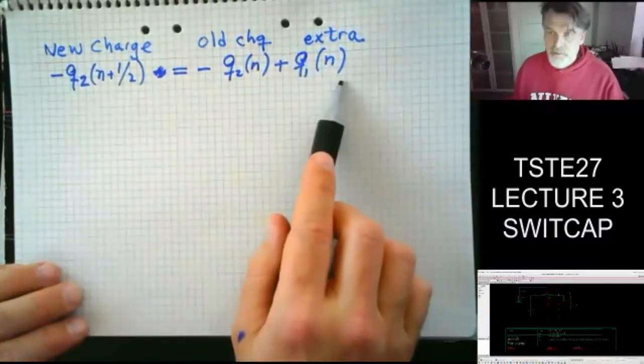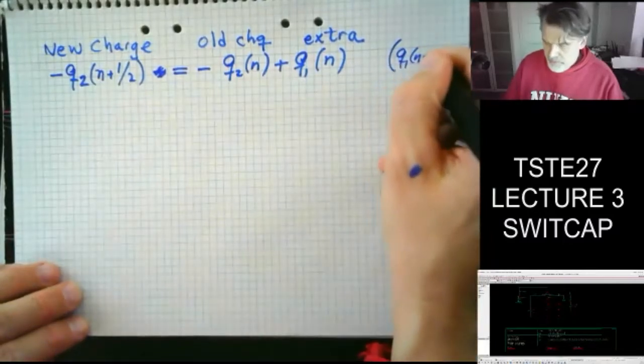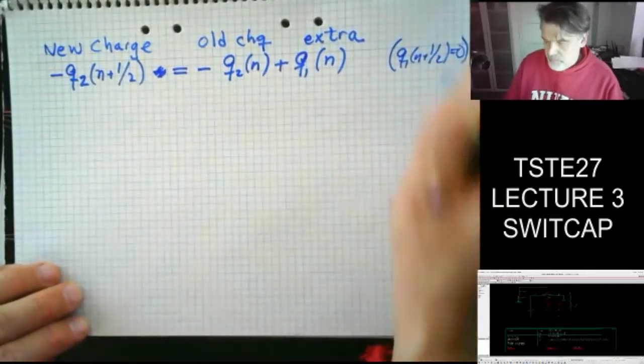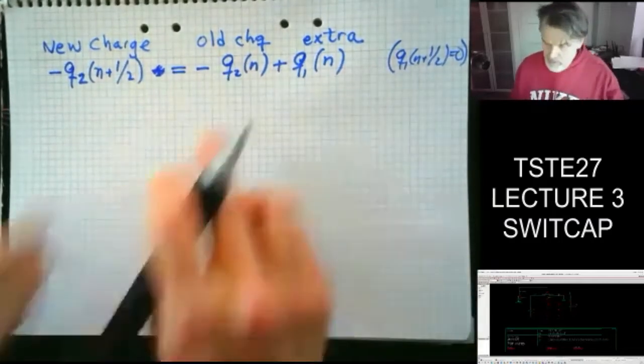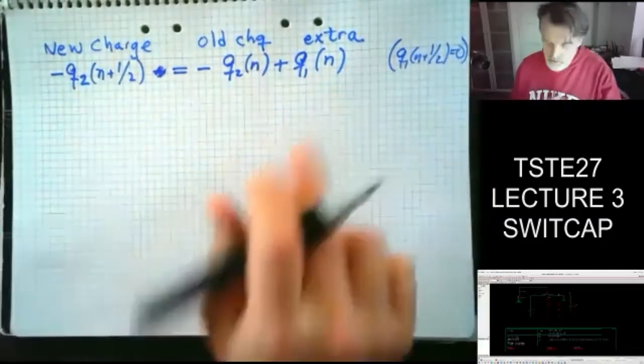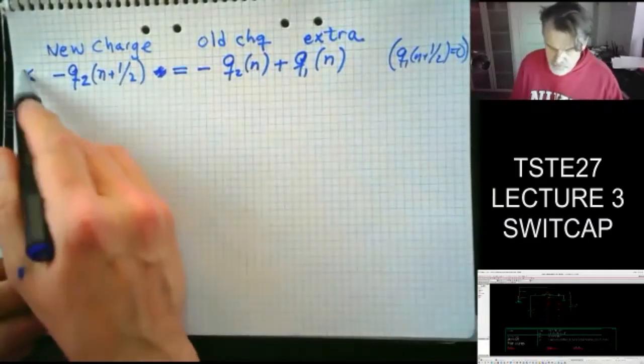So that's my preservation. And I can note here that Q1 of n plus a half was equal to 0, just for the sake of observation. And here we see the accumulation starting to happen. Okay, so that's the first phase.